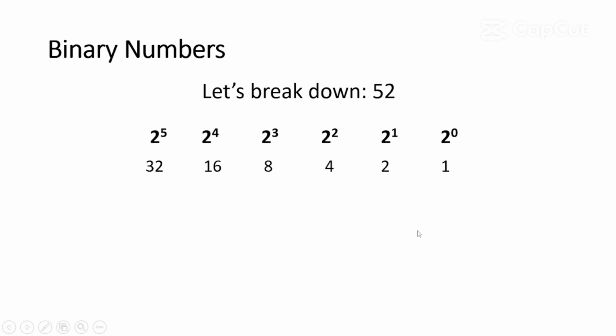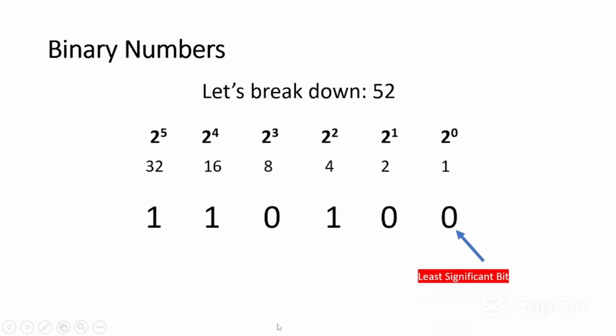Now, how do we represent this number 52 in binary? To get the number 52, let's just add the place values which carry the digit 1. So let's try. 32 plus 16 plus 4 is equal to the decimal number 52.